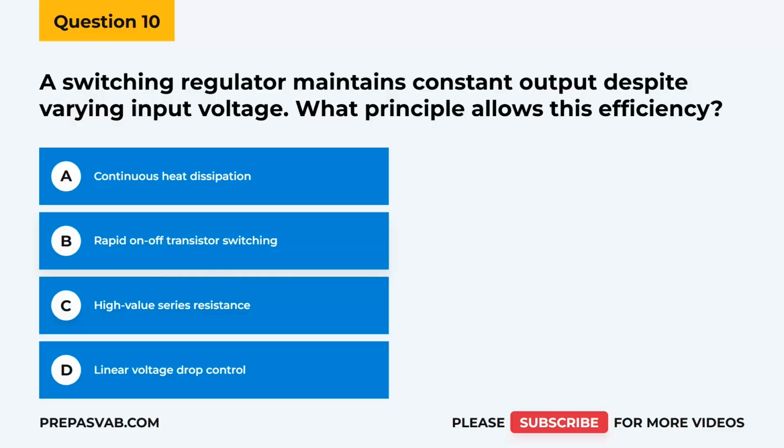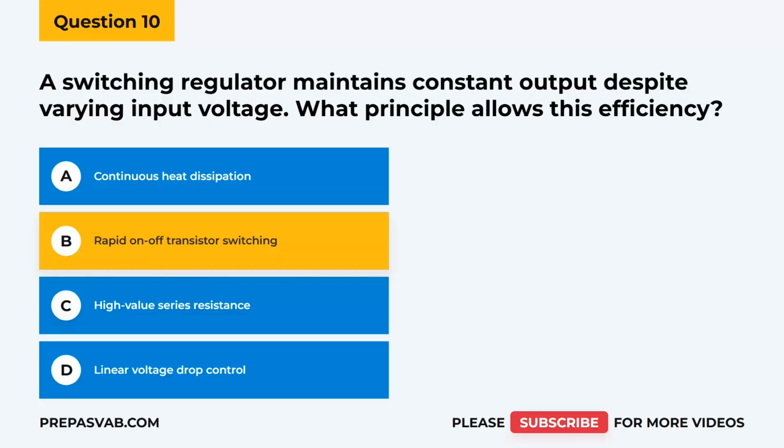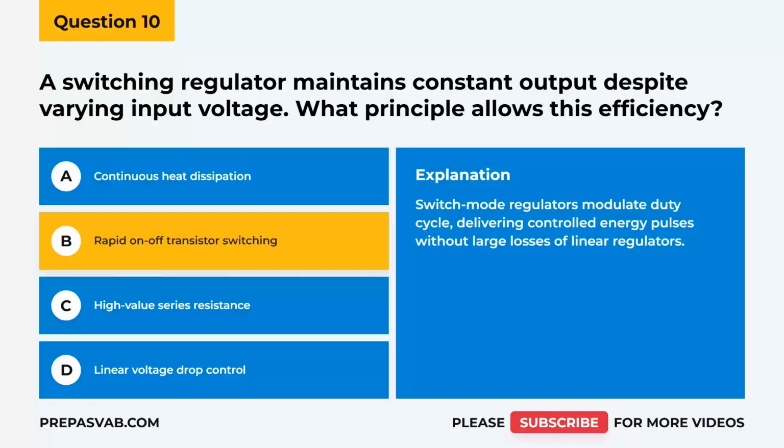Question 10. A switching regulator maintains constant output despite varying input voltage. What principle allows this efficiency? A. Continuous heat dissipation. B. Rapid on-off transistor switching. C. High-value series resistance. D. Linear voltage drop control. The correct answer is B. Rapid on-off transistor switching. Switch mode regulators modulate duty cycle, delivering controlled energy pulses without large losses of linear regulators.